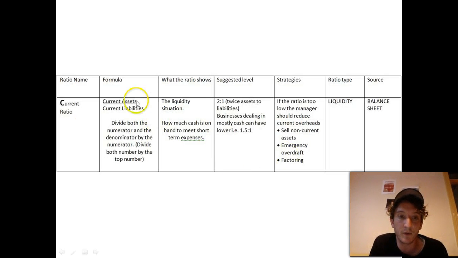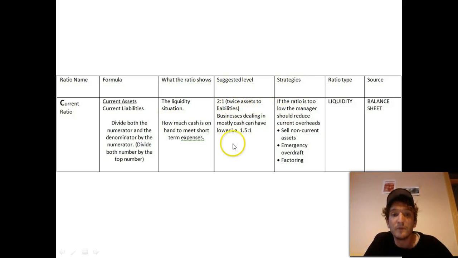Okay, we're going to fly through this really quickly. Obviously, it's the current ratio. That's the formula. It talks about the liquidity situation. How much cash does a business have on hand to meet the short-term expenses? The healthy level is 2 to 1 or 1.5 to 1. Different textbooks talk about this differently.